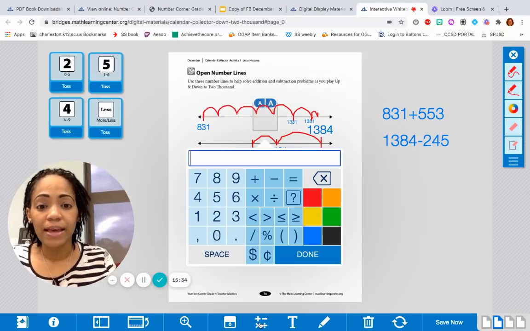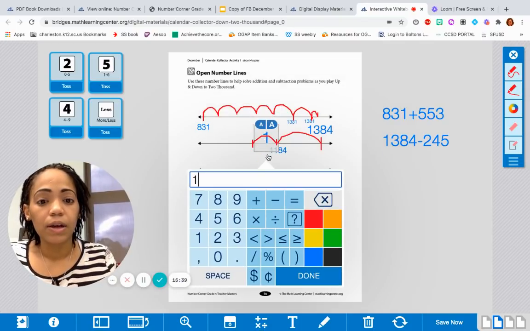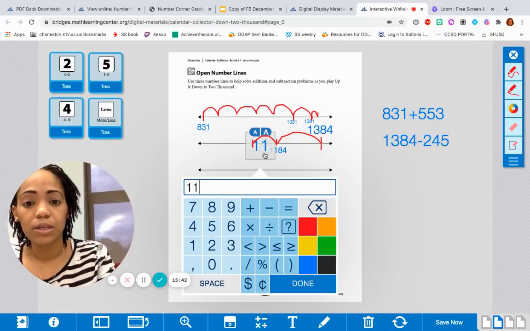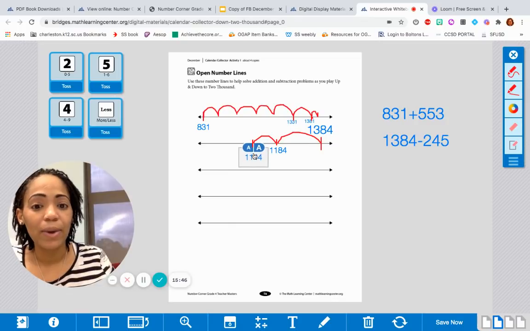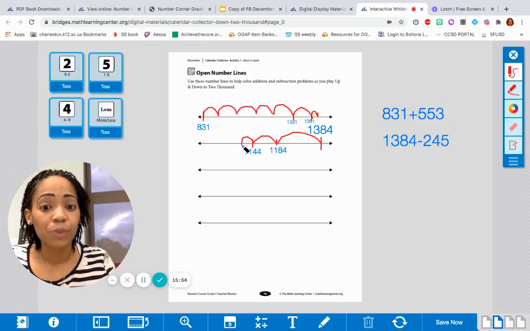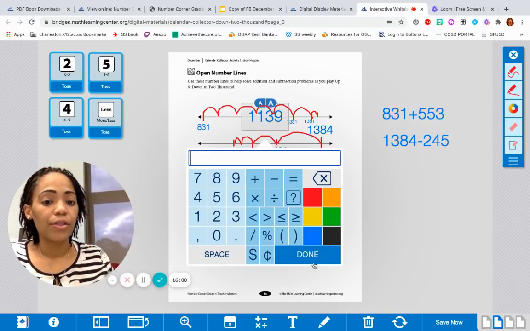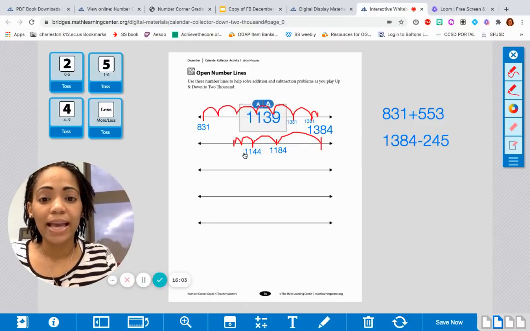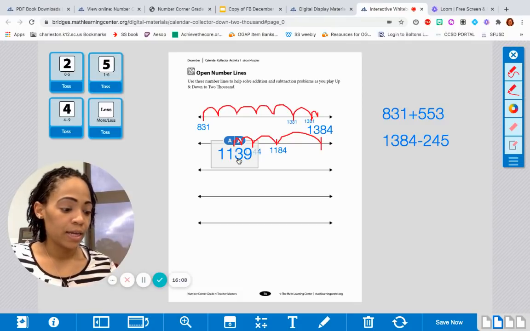So now I have 1,144. And I now have to take away 5. What do we know about what we can do with 5? Yeah, it's 4 and 1. 4 would give us 1,140, and 1 more, which is 1,139. So I have 1,139. Did you guys get that for your answer? 1,139.